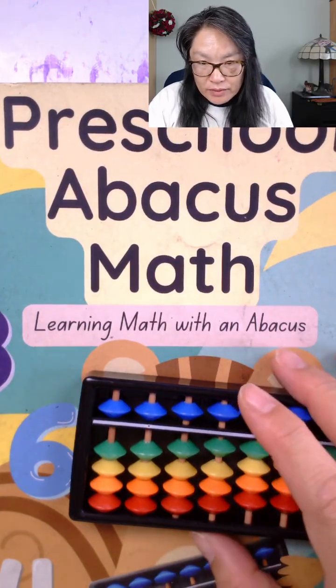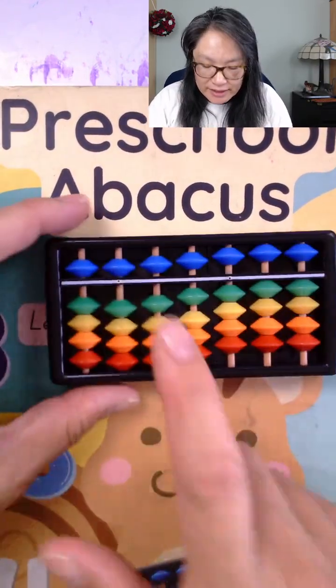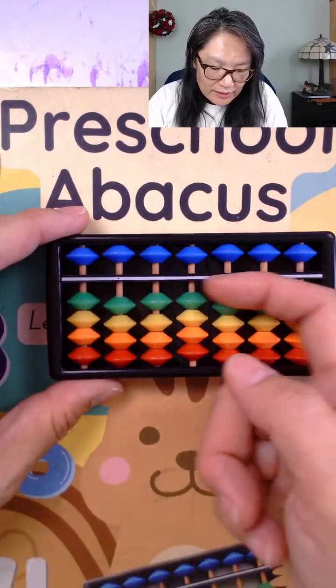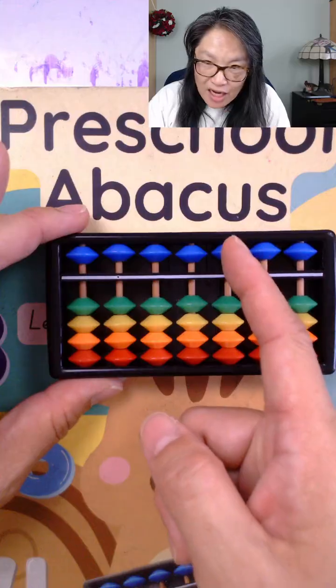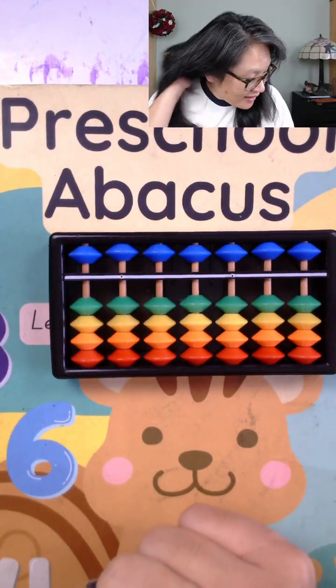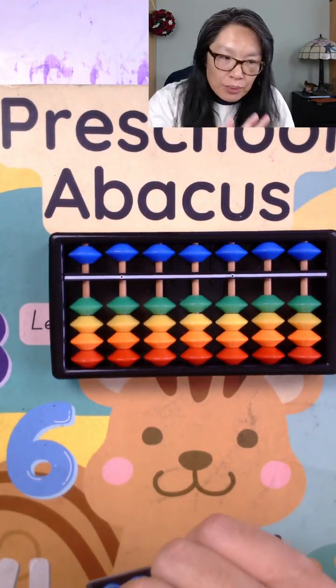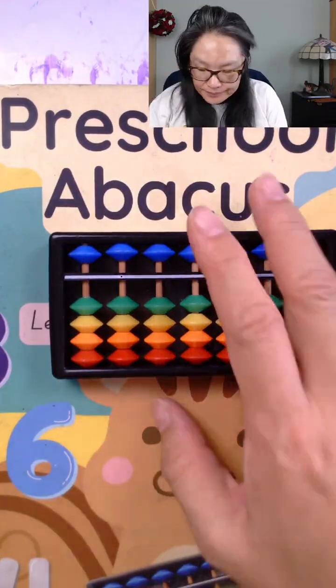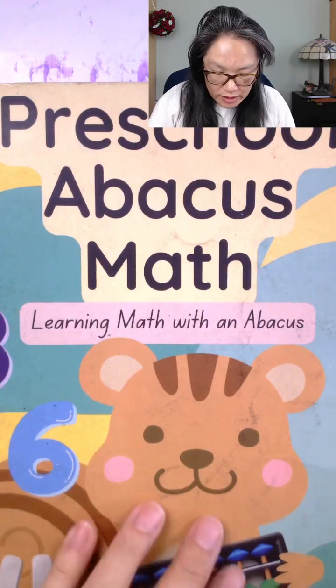I understood the Chinese one immediately. Yeah, exactly. It's easier to understand, but this one you have to do a little bit of understanding because the top bead is the 5. Yeah, they each have their pros and cons. Okay, so what we are going to do is start learning.